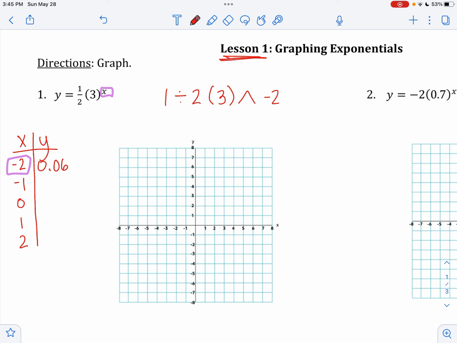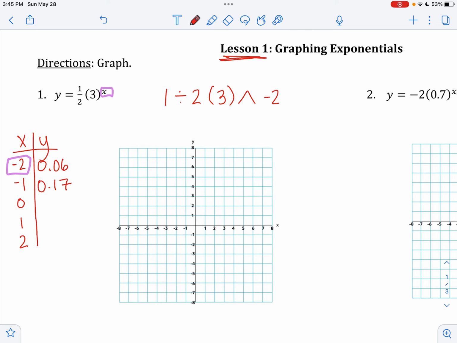Okay. Now you're going to do the same thing. I'm doing it over here on my calculator. 1 divided by 2. Oh my gosh, I keep putting the wrong thing in. Okay. And then parenthesis 3 raised to the power of -1. So now you're just plugging -1 in. And I got 0.16666, so 0.17.